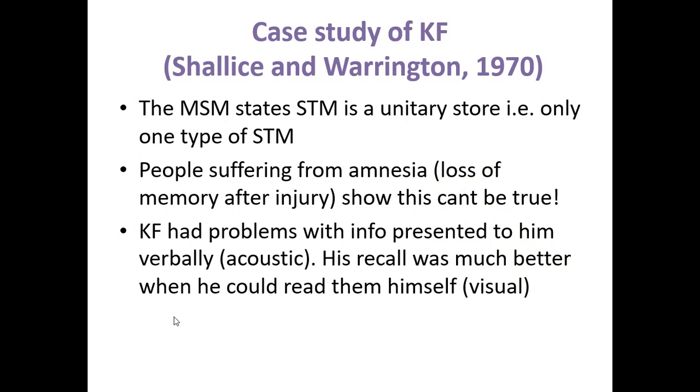KF is a separate case study. KF had a motorbike accident. KF had problems with acoustic information. He didn't have any problems with visual information. KF can be used to criticize the multi-store model. The multi-store model says short-term memory is one unitary store, so it's one block. The case of KF suggests that that's too simple. It's reductionist to say that short-term memory is just one store. So KF can be used to criticize the multi-store model.